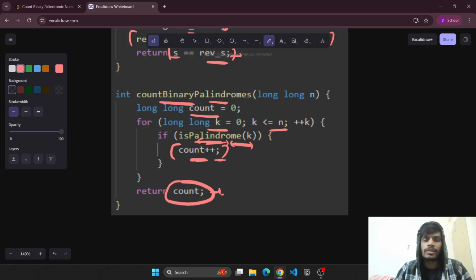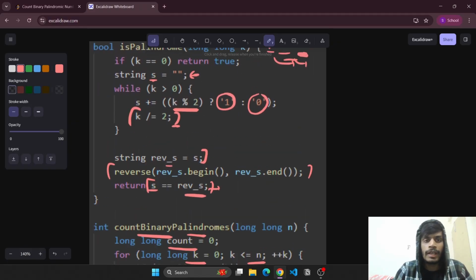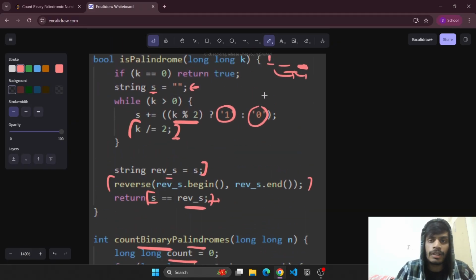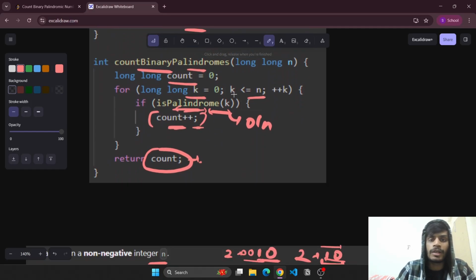Okay, so as we can see, the complexity will be of the order of n into log n, because we will be moving this k till the number of bits that k has. So the maximum number k can go up to is n, and the number of bits in n will be simply log 2 of n. So this will be the overall approach for this problem.